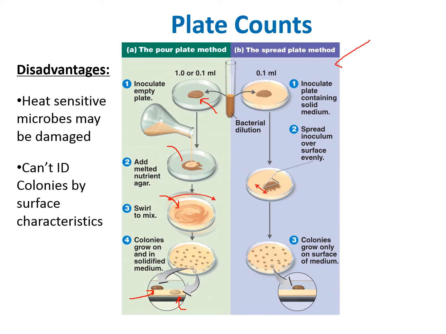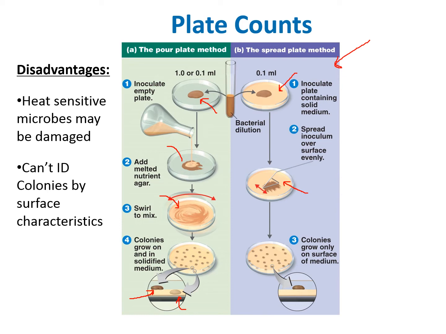I'm more familiar with the spread plate method because this is one that I used to use all the time when I was working in labs. So here you take a sample from each dilution and add it to the top of an agar plate. Then you'd use a sterile glass spreader to spread the bacterial sample across the agar plate.